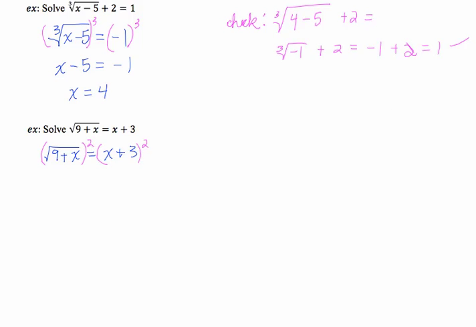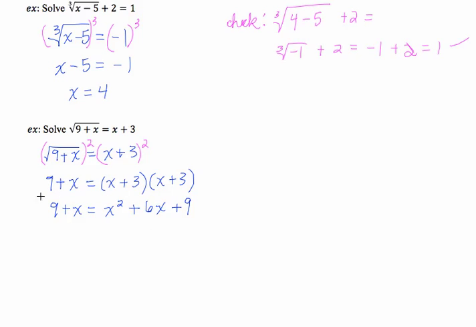So on the left, we have 9 plus x. On the right, what a lot of people would forget to do here is FOIL. This really means x plus 3 times itself, times x plus 3. So we would need to FOIL that out to get x squared plus 3x, which will give me a plus 6x in the middle, plus 9. So it looks like this one gave us a quadratic equation.